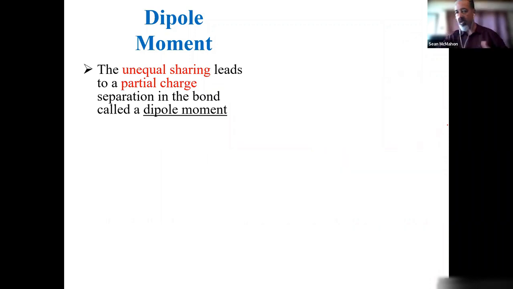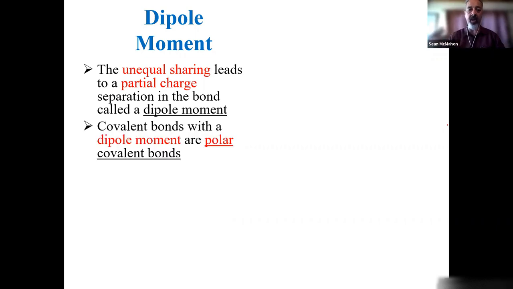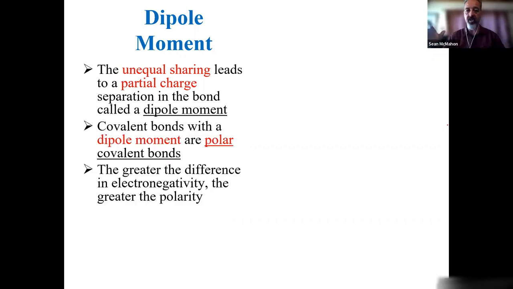So this pulling of electrons creates what's called a dipole moment, okay? So it is a dipole. What do I mean? It has two poles, a positive and a negative pole, because there's unequal sharing, and we create partial charge. So in covalent compounds, there's polar bonds and non-polar. Polar bonds are when there's unequal sharing. Non-polar is equal sharing.